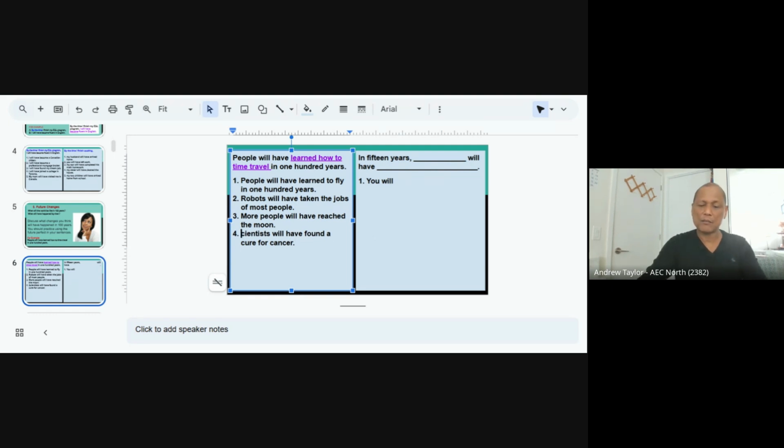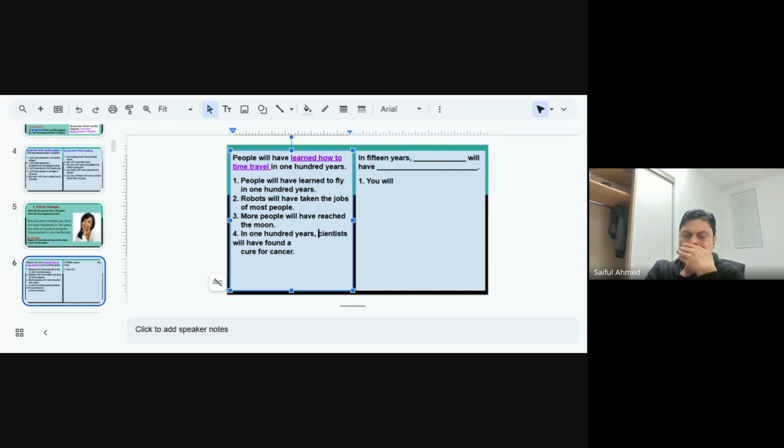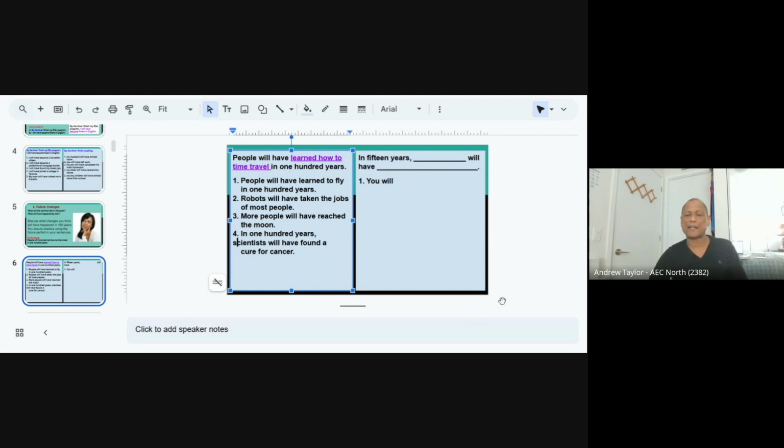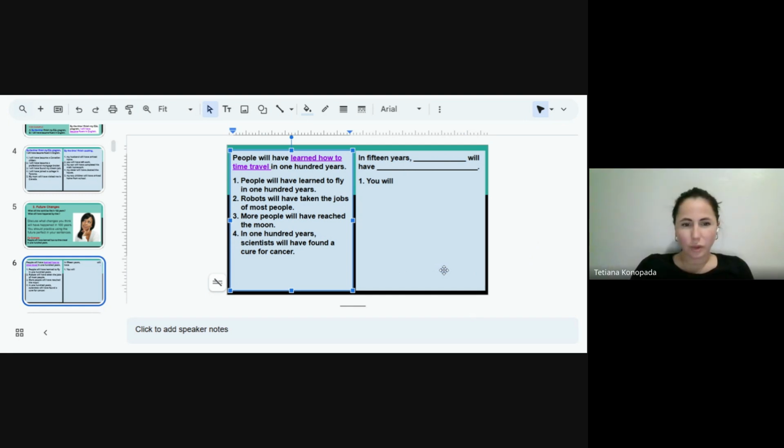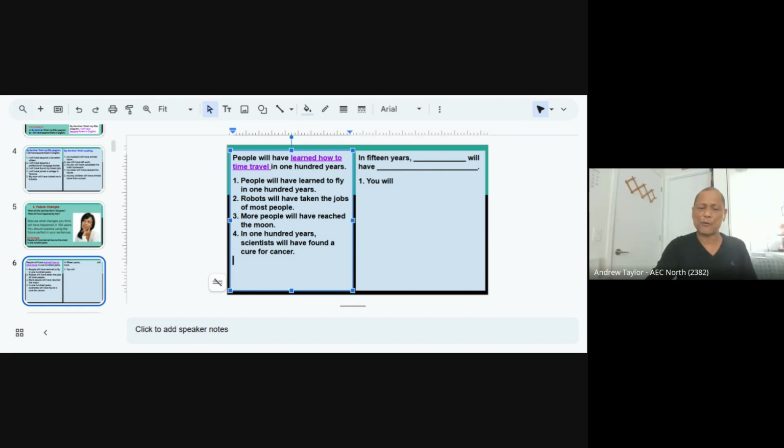Okay, you know what? We forgot to say in 100 years, comma, scientists will have... Okay. So Tatiana, please repeat one more time, just for review. Read it again. Number 4. In 100 years, scientists will have found a cure for cancer. Very good. Okay, I need one more sentence for this one. Number 5. Anybody?